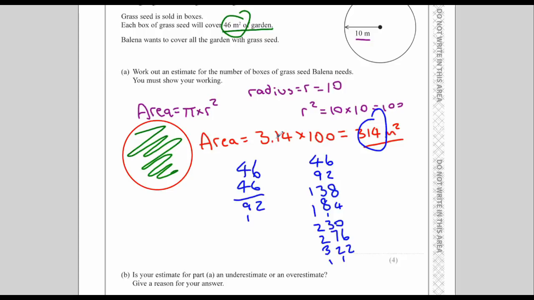So once we've got this many boxes, we've got enough. And each time we were adding 46. You might want to do a bit more working to get to this answer. I was just trying to do it quick to show you the method. So 7 boxes takes us over, so 7 boxes is enough. Don't go for 6 because you've not got enough then. 7 boxes.